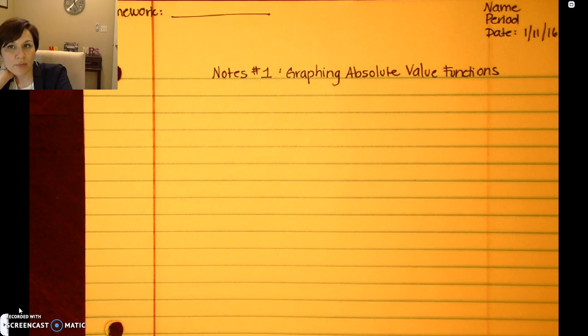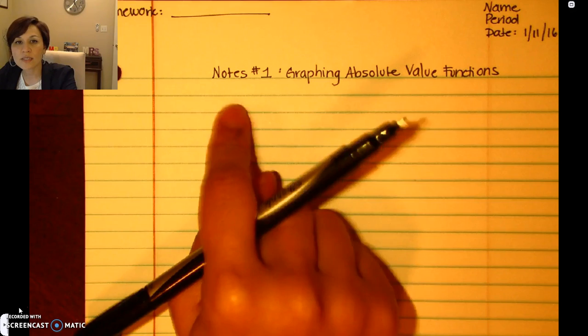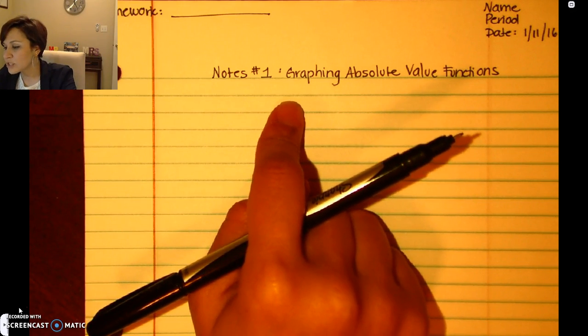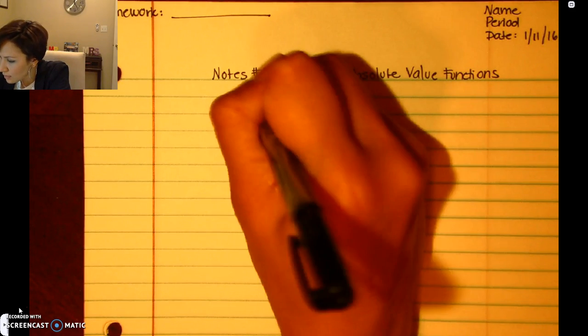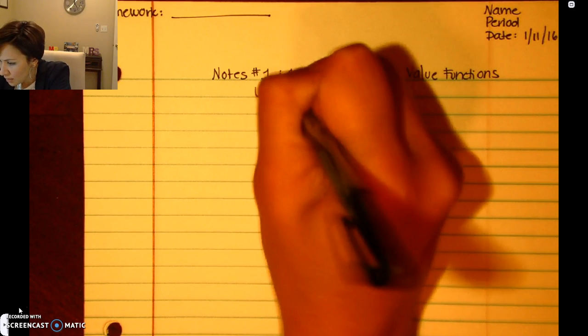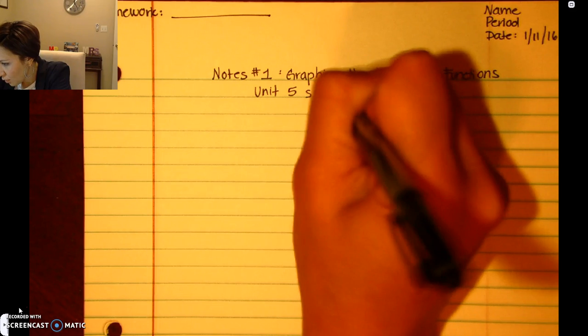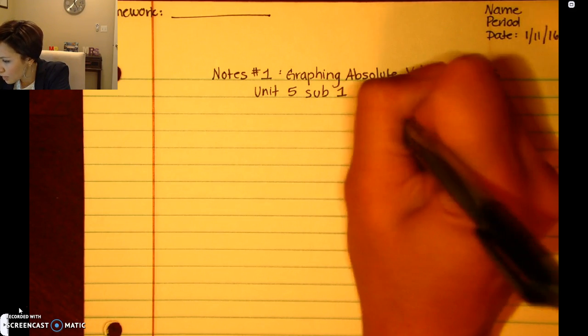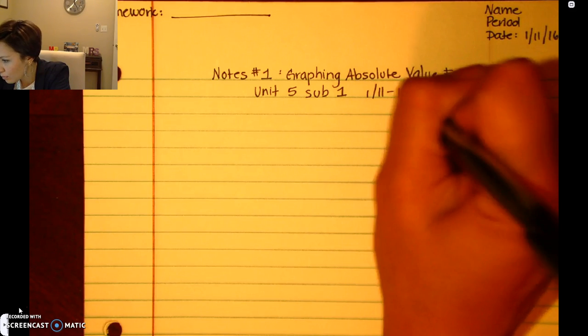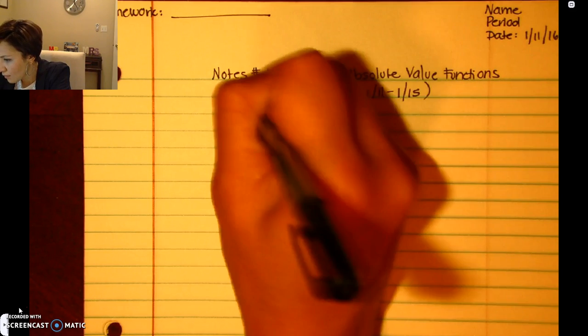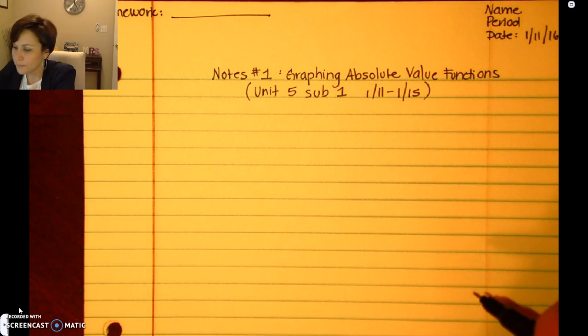Go ahead and put your name, period, and today's date. I'm going to number the notes from now on. So this is notes number 1. It's going to be graphing absolute value functions. Your homework is going to be written at the top. This is tying in with the calendar. This is Unit 5, Subunit 1, and we're going to learn how to graph absolute value functions from today all the way up until Friday, so from January 11th through January 15th.